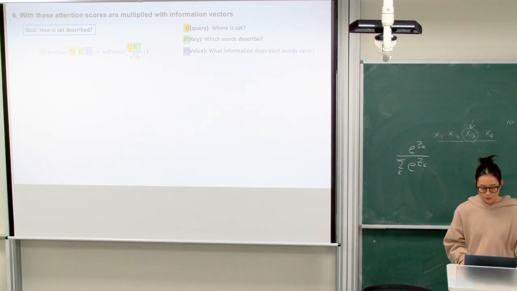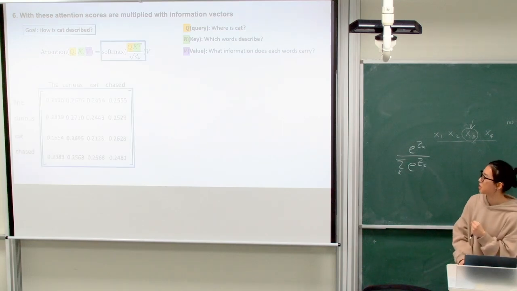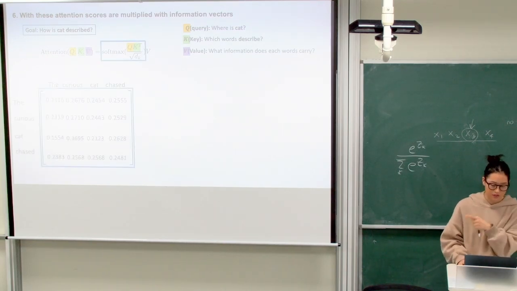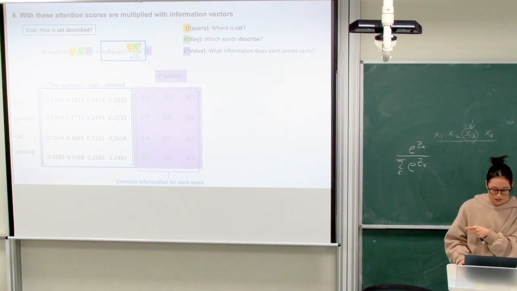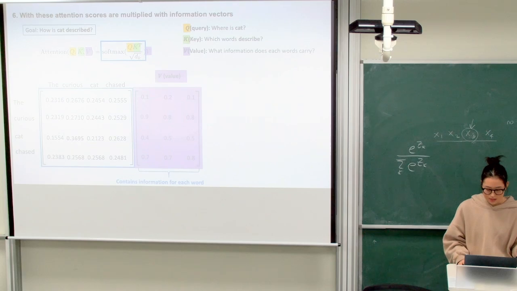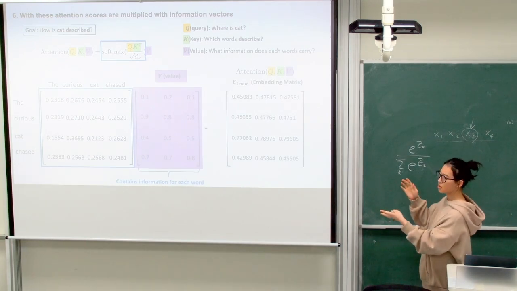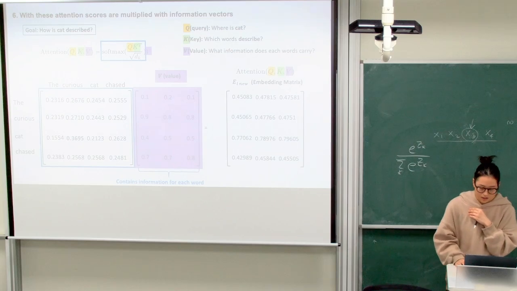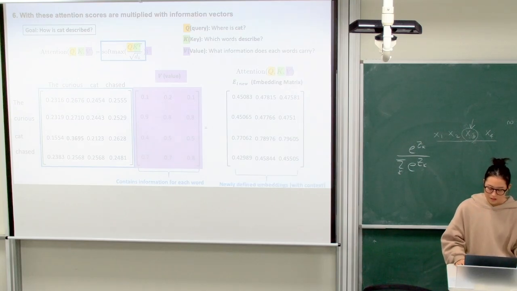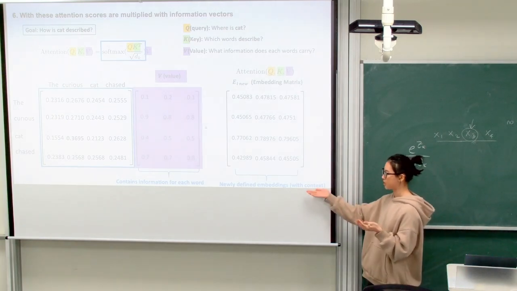So lastly, we can combine all the matrices together. We have our softmax weight and then our value. If we multiply the two, we will get our new embedding matrix that contains newly informed information. So now it's with context.